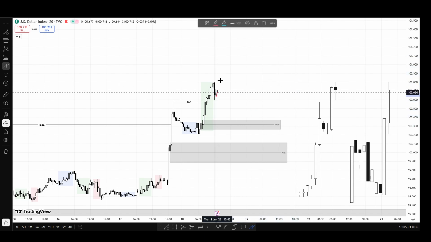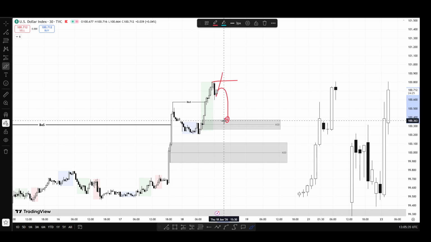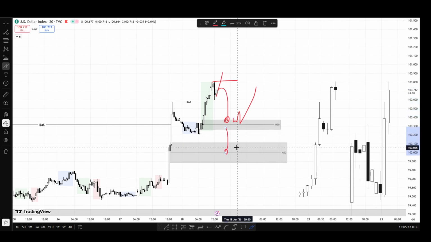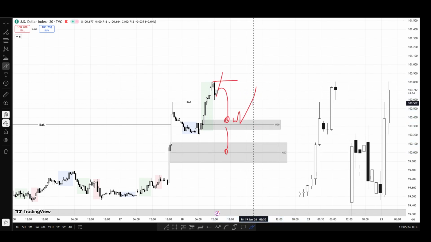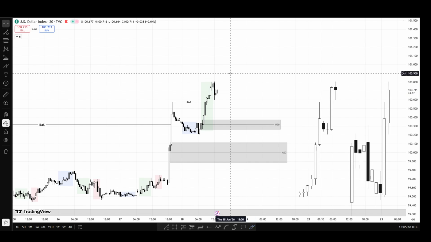So we'll be waiting for price to break this high or reverse, mitigate this. We use a lower time frame shift to then buy, or mitigate this and we use a lower time frame shift to buy to the upside to break this high.